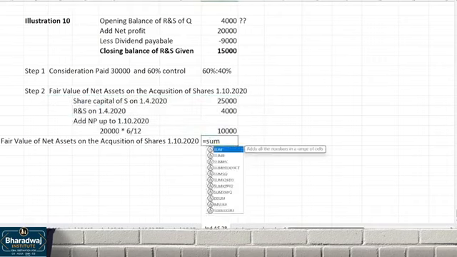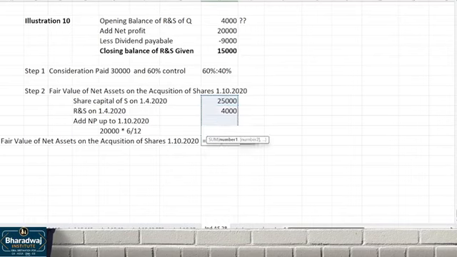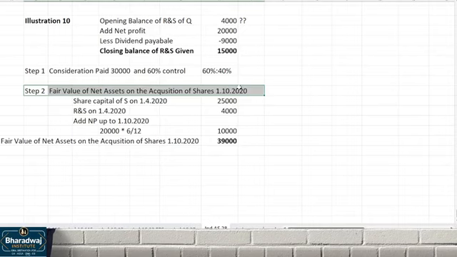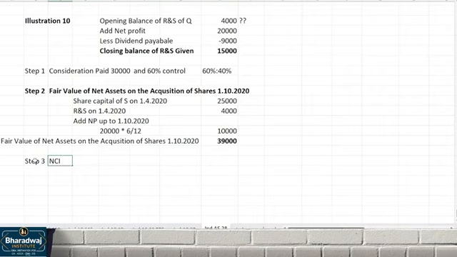What is the fair value of net assets? Check for any preliminary expenses in this question. Check for any preliminary expense in this question. No. Step 3, NCI should be calculated at what value? Net assets, based on proportion in net assets given in the question. So 39,000 into what percentage? 40%. 39,000 into 40%, how much do you get?